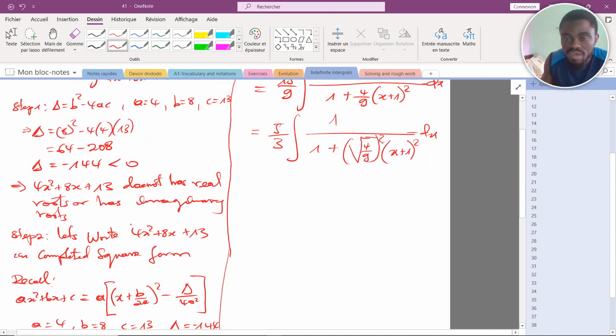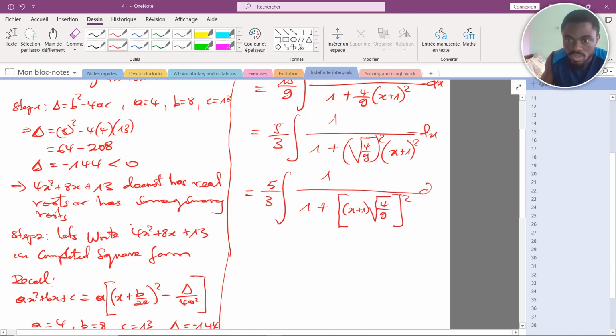Since these two are already having squares, that permits me to bring this inside. This will be equal to 5 over 3 integral of 1 over 1 plus, I'll open big brackets, x plus 1 times the square root of 4 on 9, all of this squared, dx. Very good. It's already inside.